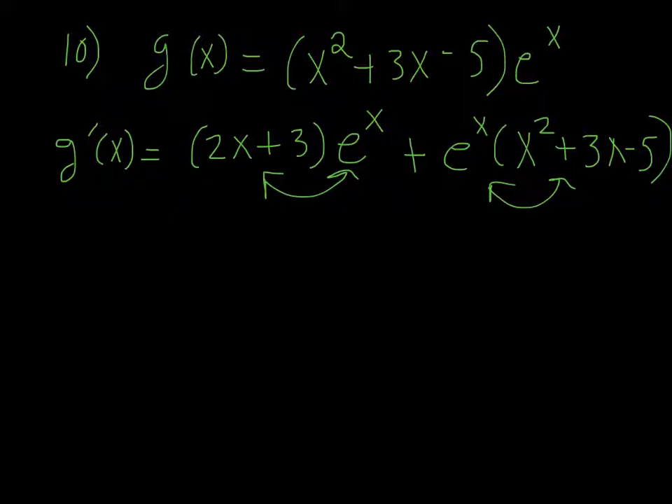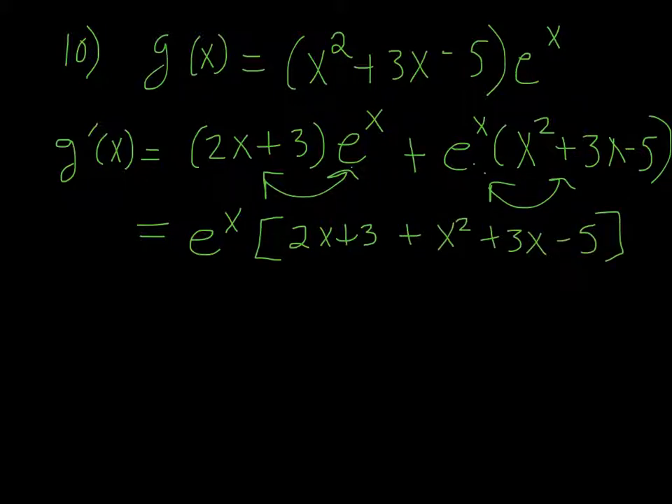And then they want you to simplify that one. So both of them have an e to the x. We can take e to the x out, and we're left with 2x plus 3 plus x squared plus 3x minus 5. Combining like terms in that, we get x squared plus 5x minus 2.